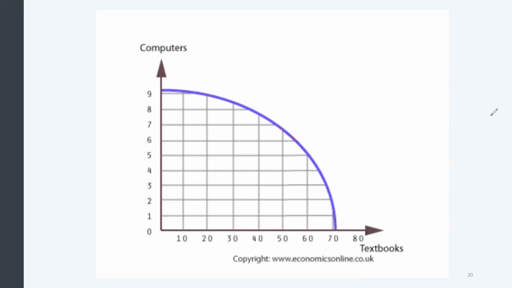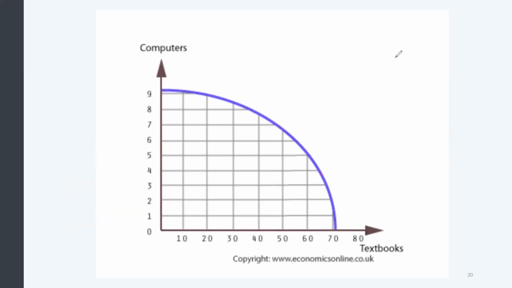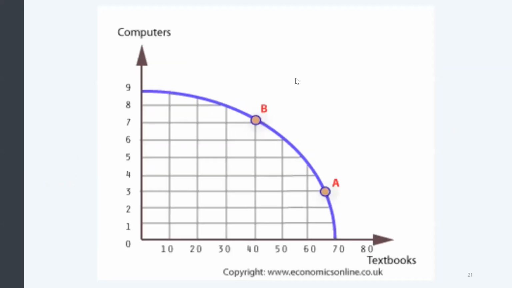And we say that anything that you produce on this PPC represents efficiency. But if you produce inside the PPC, this is no longer efficient. This is inefficient or unemployment, because you are not using all of your resources. And then finally, we said that you can calculate opportunity cost using the PPC.